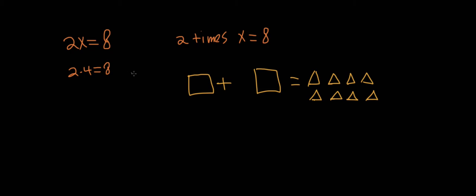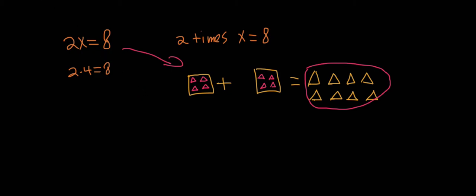So what that means is that there's 4 triangles in each chunk. So x is a 4. So we draw 4 triangles in each of these chunks of triangles that we have. And these 2 chunks of triangles add up to 8 total triangles. And this is what these two equivalent statements express visually.